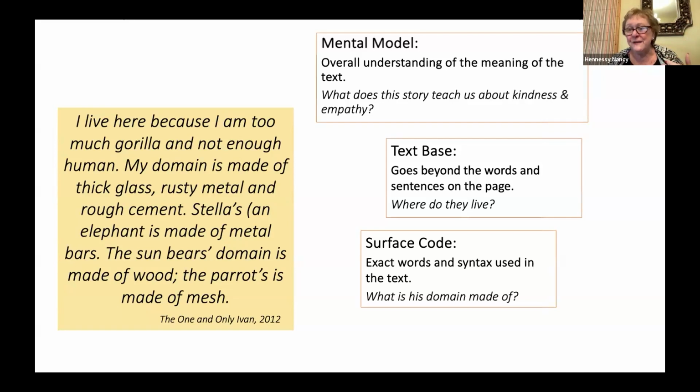The mental model is nuanced each and every time we read something that connects back to, let's say, themes that have to do with kindness and empathy, right? Or other critical understandings or big ideas that we're wanting our students to acquire over time. And that's an important point, I think, to keep in mind.